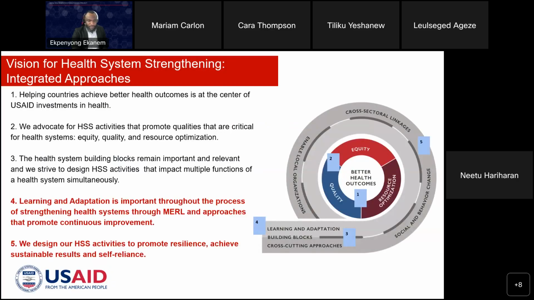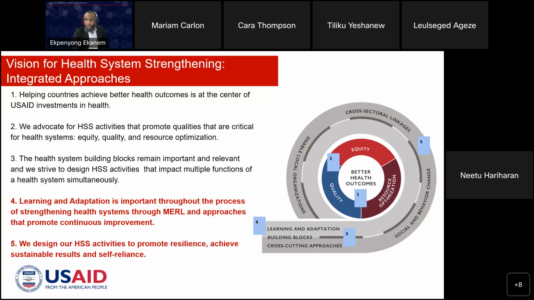USAID uses this visual description to show the framework for our health system strengthening vision 2030. You can see here where learning and adaptation fit into the vision. Improving health outcomes is at the center of everything we do. And as the COVID-19 pandemic has demonstrated, those improvements that we have worked so hard for are fragile without strong health systems. And then we have the specific outcomes that our health system strengthening work strives to achieve. First, which is equity, which is reaching underserved and vulnerable populations with essential services.